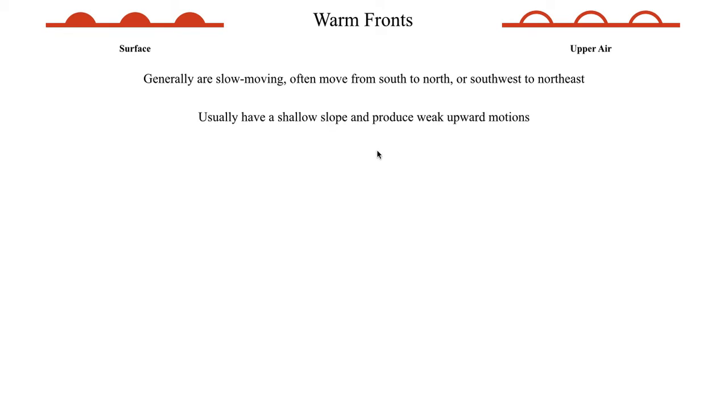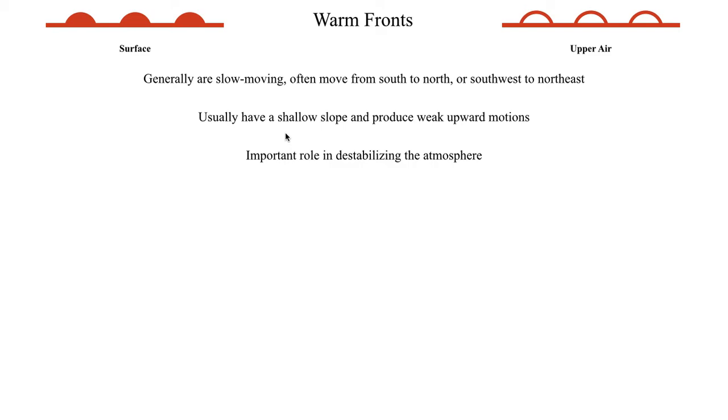Unlike cold fronts, which have a very steep slope, when you look at the vertical cross-section of the interface between warm air and cold air, warm fronts have a very shallow slope. This means you're going to have relatively weak upward motions or vertical motions in comparison to, say, a cold front, which has very strong upward motions. And while warm fronts usually don't trigger a lot of severe weather events on their own, they are very important in a lot of severe weather events because the warm front basically marks where the atmosphere is unstable and where the atmosphere is not as stable.